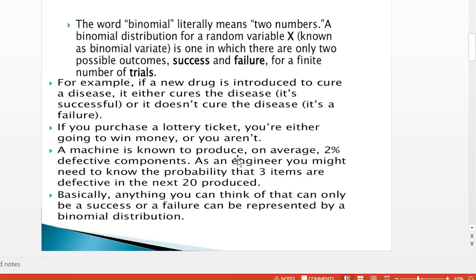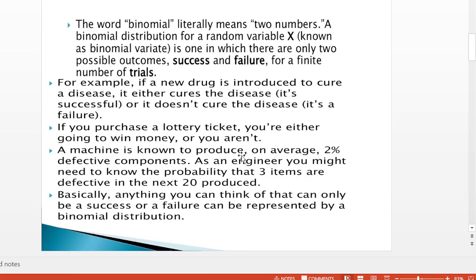A binomial distribution for a random variable x, known as a binomial variate, is one in which there are only two possible outcomes, success and failure, for a finite number of trials. For example, if a new drug is introduced to cure a disease, either it cures the disease, and it is successful, or it does not cure the disease, and it is a failure. If you purchase a lottery ticket, you are either going to win money or you are not.